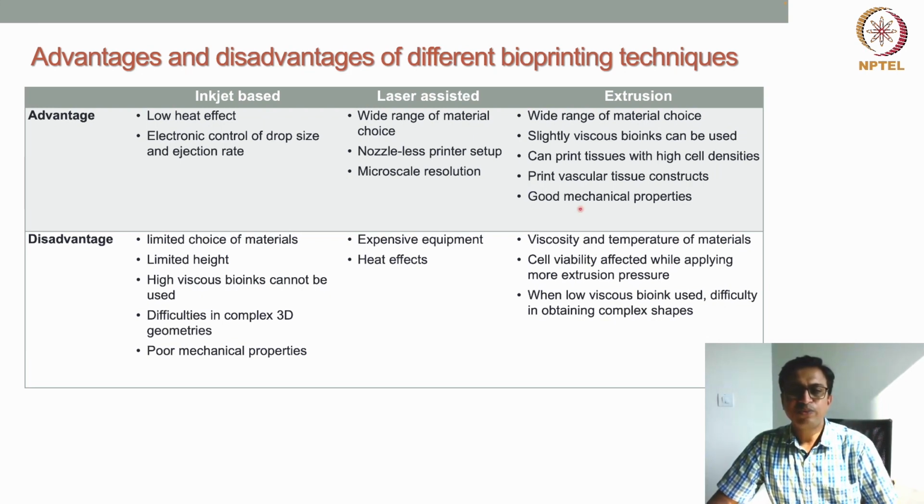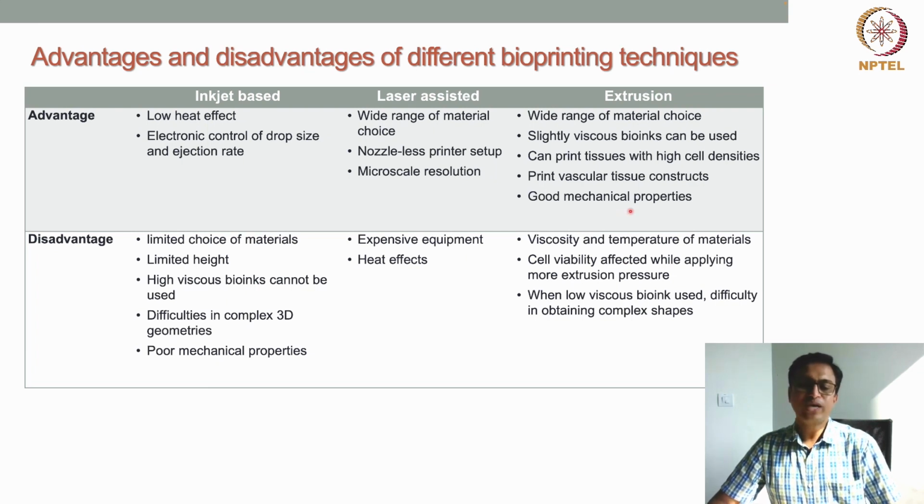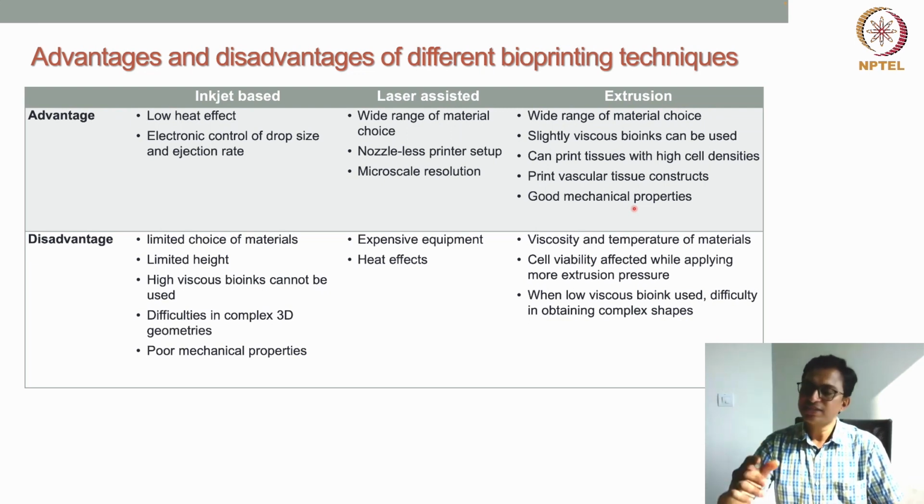The other thing is that the structure printed with an extrusion based printer has very good mechanical properties, unlike the other two, inkjet based and laser assisted, because you know that in both cases it is like droplets. With the droplets we are creating the structures, but in this case we are extruding a viscous material, and that material comes out in the form of a filament. So whatever structures we print have good mechanical properties.